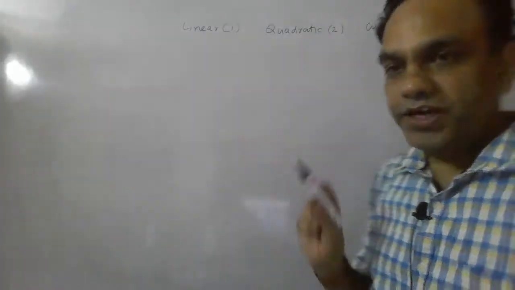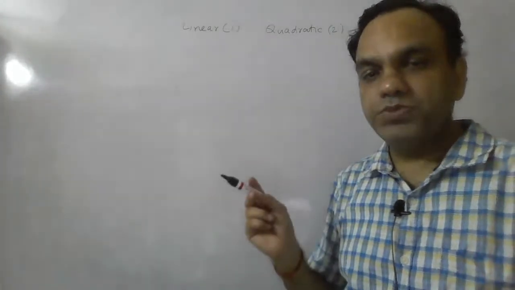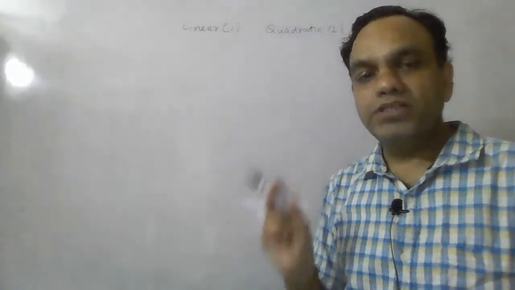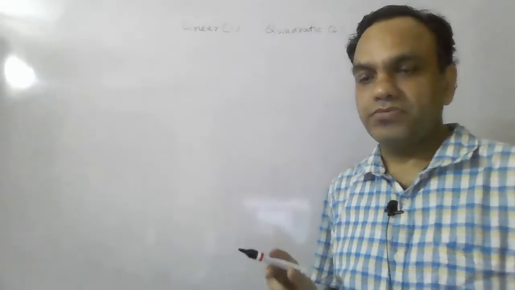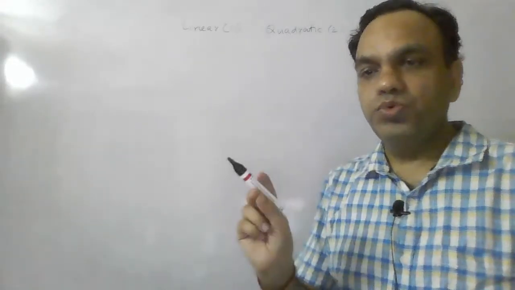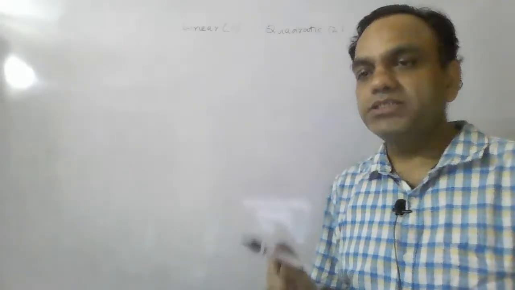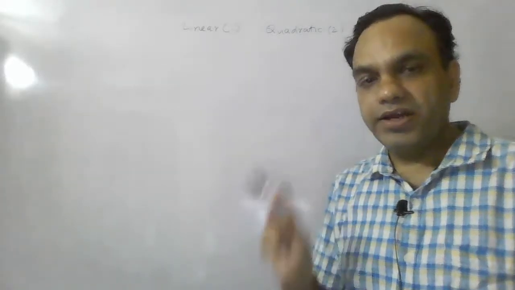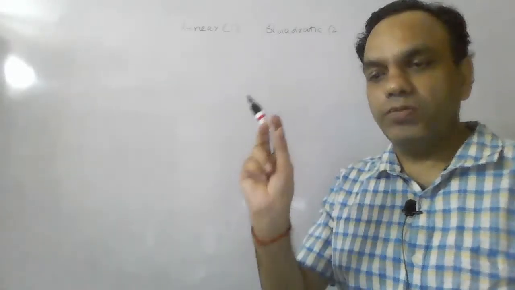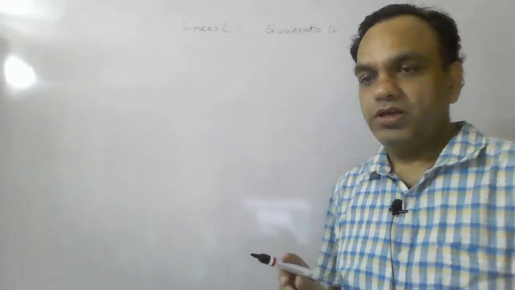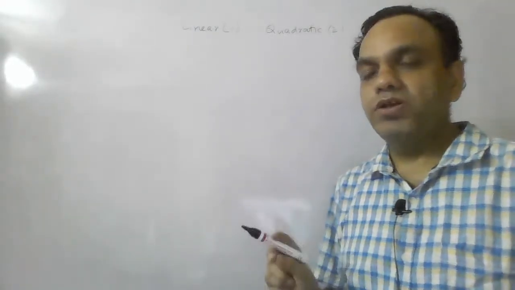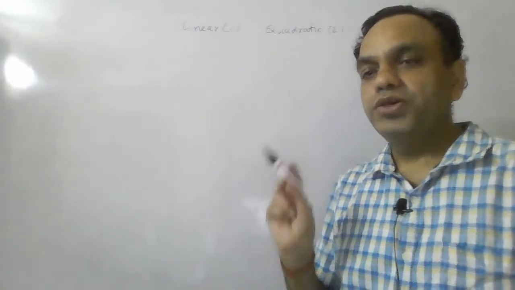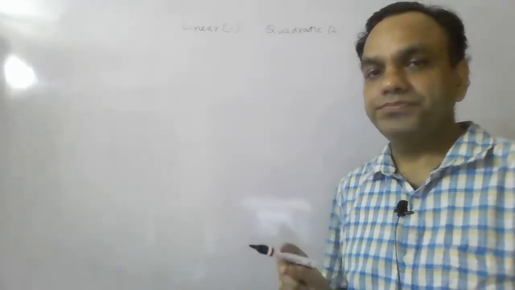So, if degree is 1, means the largest power is 1. Such polynomials are categorized as linear polynomials. If degree is 2, such polynomials are categorized as quadratic polynomials. And whenever degree is 3, such polynomials are known as cubic polynomials.